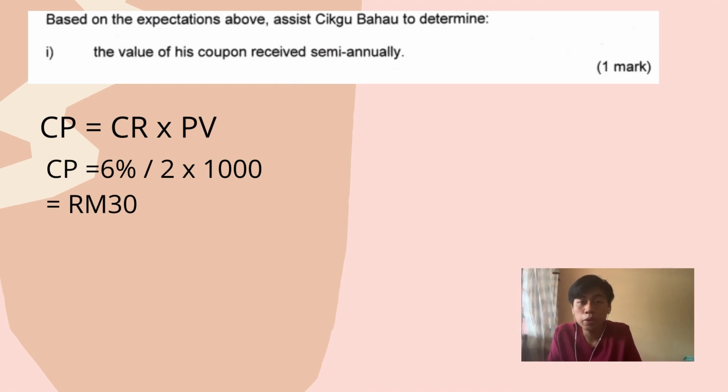I'll be explaining the answer for question 1 and question 2. For question 1, the question asks for the coupon payment of the bond semi-annually. So the formula we use for CP is CR over M times par value. The CR is 6%, the M is 2 because it is semi-annual, and par value is not stated, so we can consider it as 1,000. After calculating using the formula, the CP we got is RM30.